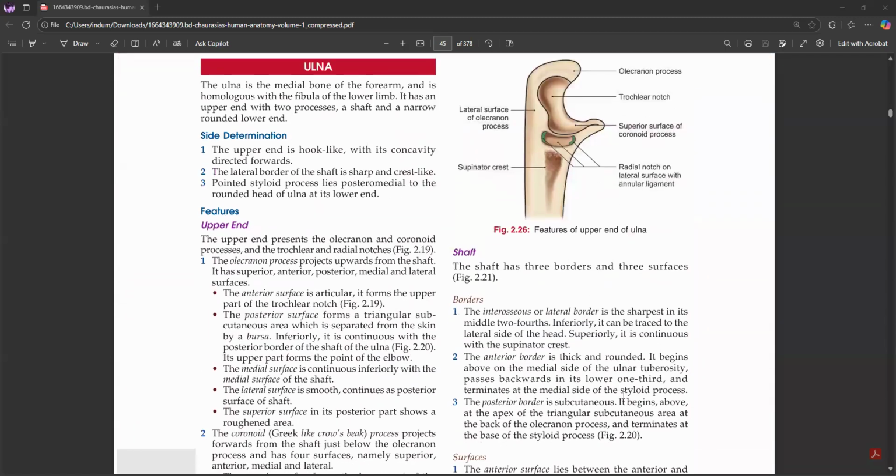Ulna. The ulna is the medial bone of the forearm and is homologous with the fibula of the lower limb. It has an upper end with two processes, a shaft, and a narrow rounded lower end. Side determination. Number 1. The upper end is hook-like with its concavity directed forwards. Number 2. The lateral border of the shaft is sharp and crest-like. Number 3. Pointed styloid process lies posterior medial to the rounded head of ulna at its lower end.